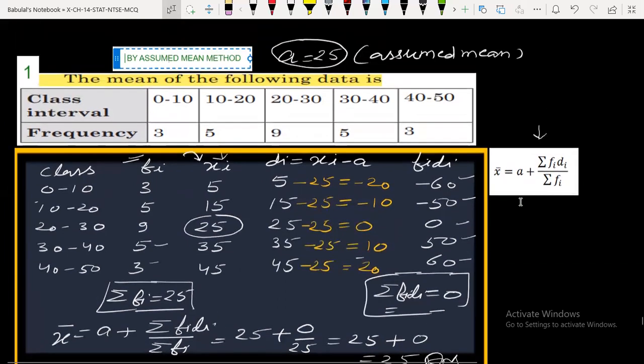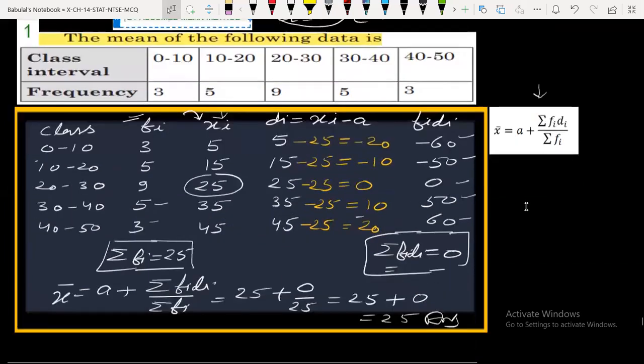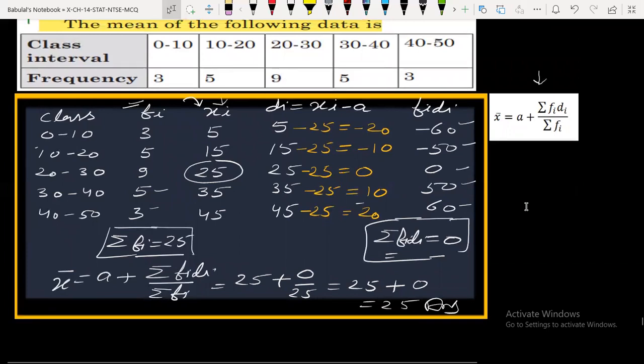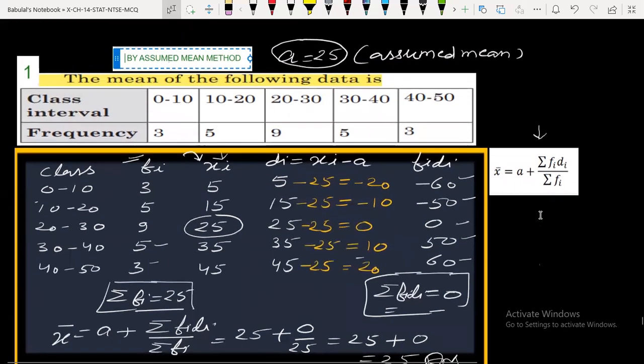So please write clearly in your notebook. And you should practice this as well. Some of the students ask whether it is necessary that it is always the middle value of xi. Can we assume 35 or 45? Among 5, 15, 25, 35 and 45, is it necessary to take 25 as the assumed mean? I say no. You can take 35 as the assumed mean, but if you choose the middle one, you will find the calculation easier. I think you have got it.